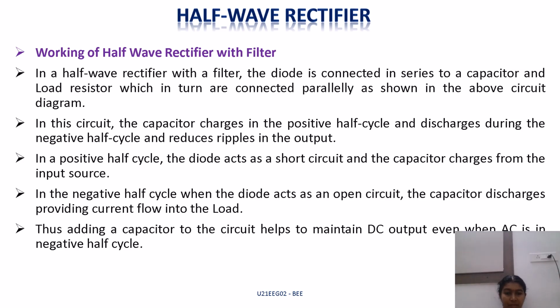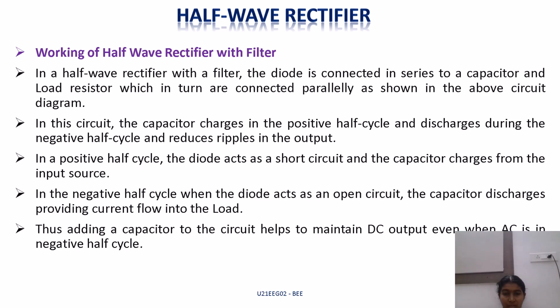In a half-wave rectifier with a filter circuit, the diode is connected in series to a capacitor and load resistor, which are in turn connected in parallel as shown in the above circuit diagram. Here the capacitor charges in the positive half cycle and discharges through the negative half cycle, and it reduces ripple in the output. In the positive half cycle, the diode acts as a short circuit as we discussed already, and the capacitor charges from the input source.